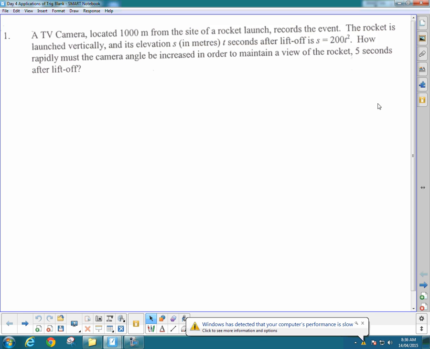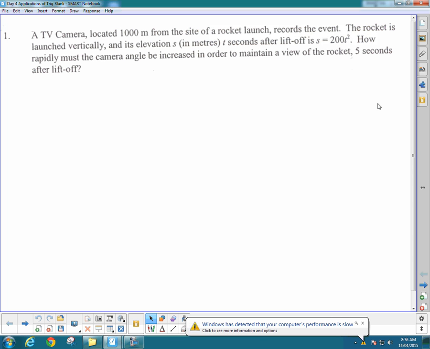A TV camera located 1,000 meters from the site of a rocket launch records this event. The rocket is launched vertically, and its elevation in meters at liftoff is s equals 200 t squared. So right there is a function that describes how it takes off.